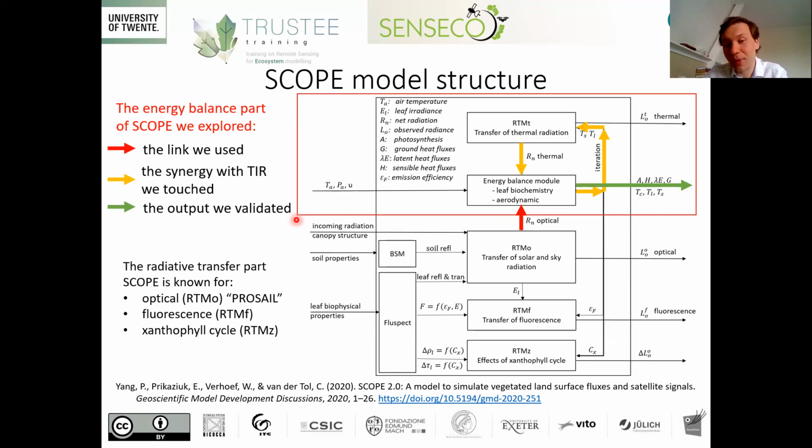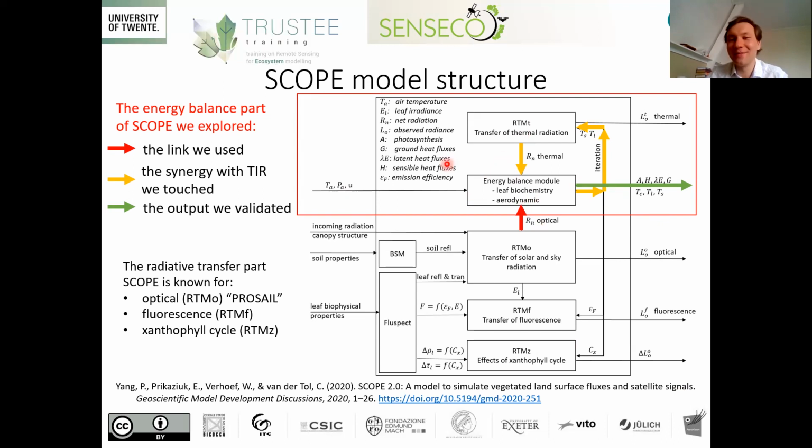Essentially, what you may know well is this RTMo, RTMf, and RTMz module that simulates radiative transfer in the optical domain, in the fluorescence domain, and also xanthophyll cycle dynamics for PRI index calculation, for example. But this presentation will tell you about the top part of SCOPE, the energy balance, leaf biochemistry and aerodynamic resistances introduced above. So we explored this link between the optical and energy balance domains. We analyzed these flux outputs, and we will touch a bit on the loop of thermal radiation.